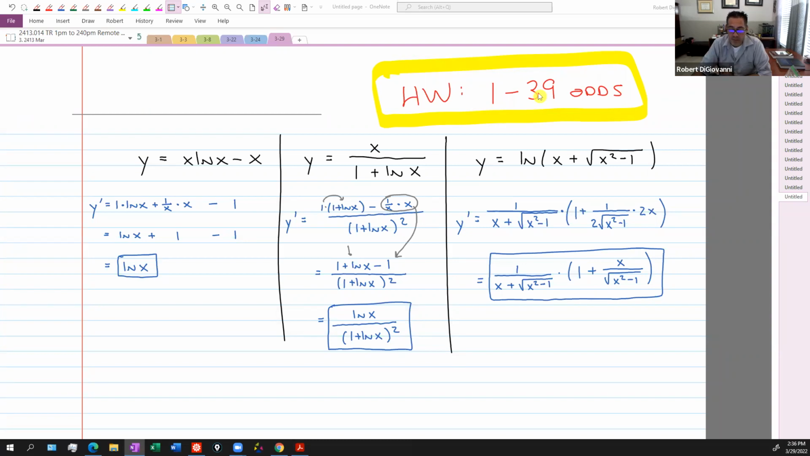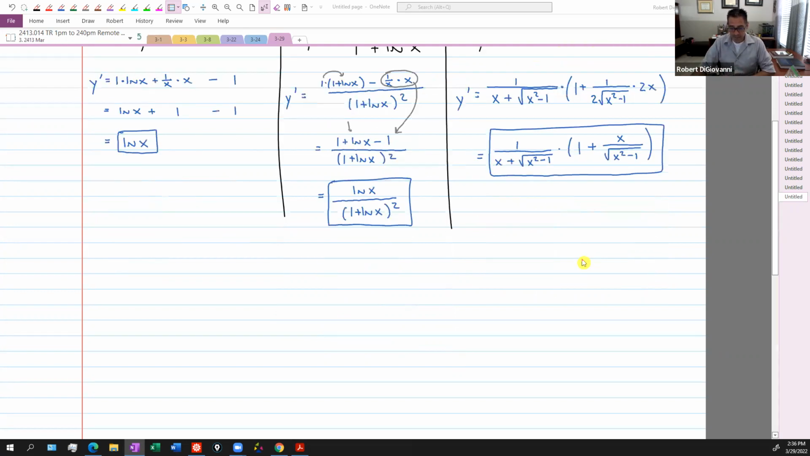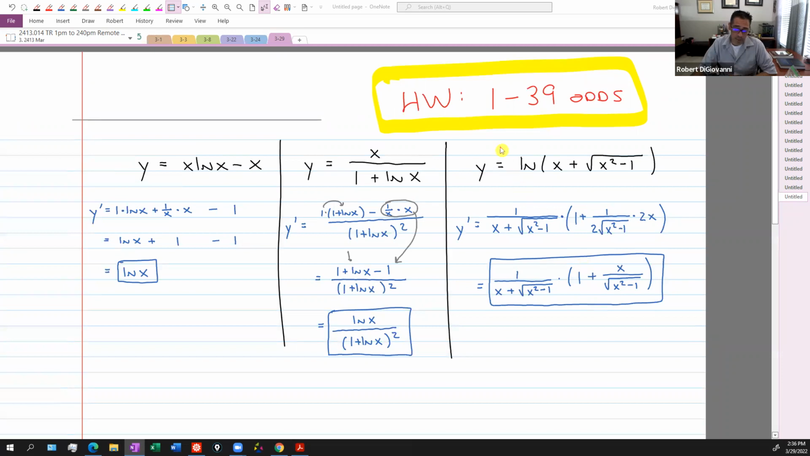I really do recommend you try and do as many of these problems as possible, because now we're mixing this up with all the other techniques that we know for taking derivatives, and things can get messy. They can get real messy really fast. So if you can do this homework well, you should feel real good about your understanding of taking derivatives in general.